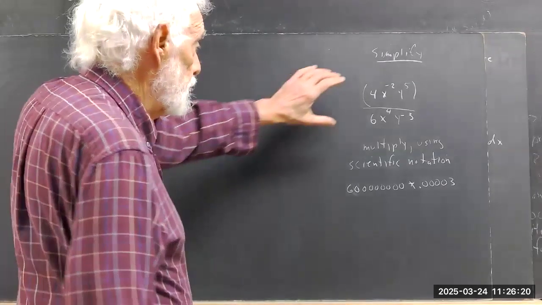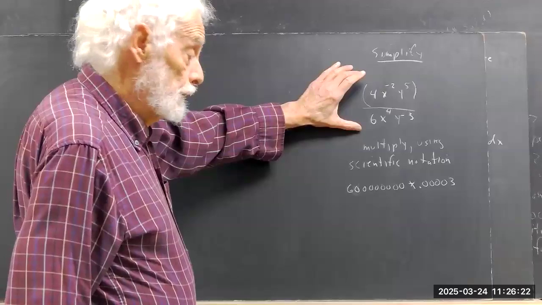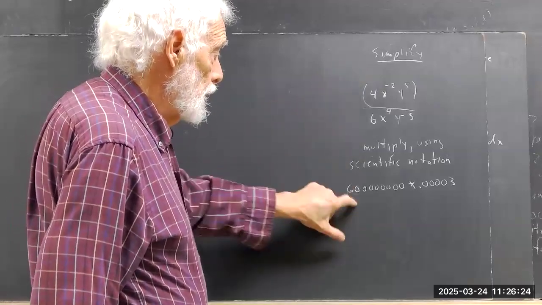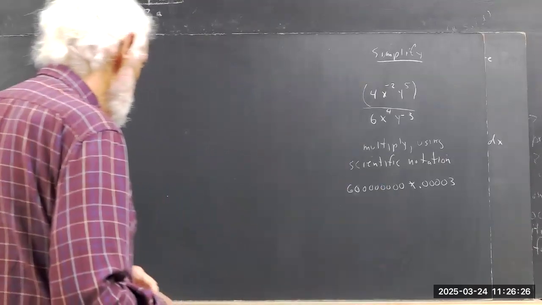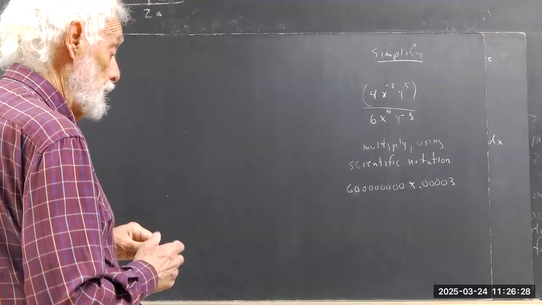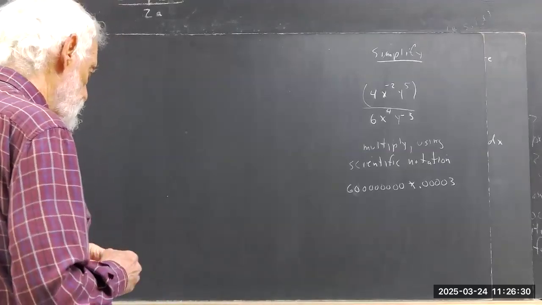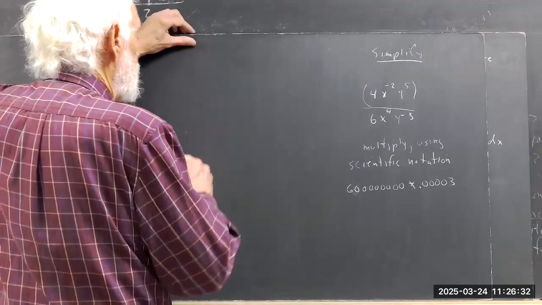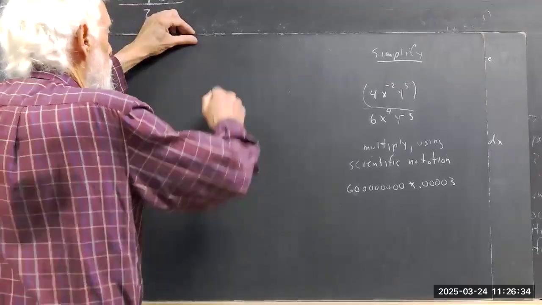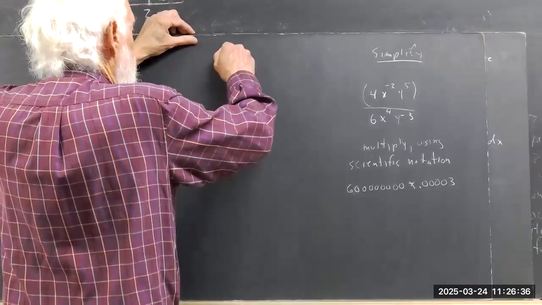Okay, couple of things. We have to simplify this expression, and then multiply two numbers using scientific notation. So the first one, we have, let me go up here again.